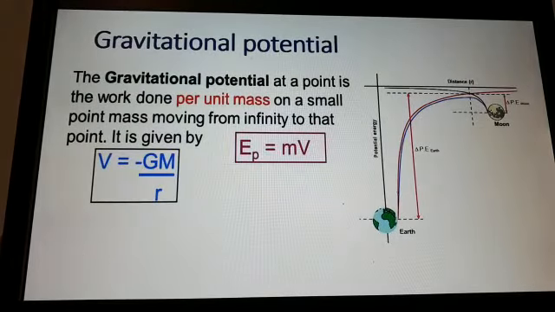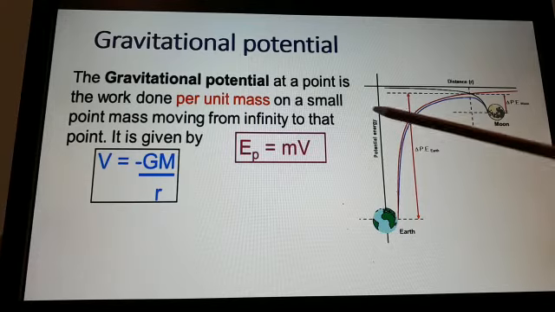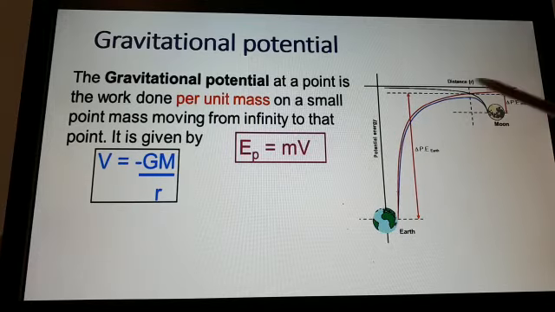Now gravitational potential. The gravitational potential at a point is the work done per unit mass on a small point mass moving from infinity to that point, which is given by the equation V is equal to minus GM by r. This is showing the potential energy of the earth, with the distance to the moon. For gravitational potential, I think my children already explained this lesson. Now you watch this video, you will clearly understand this. Remember all these equations.